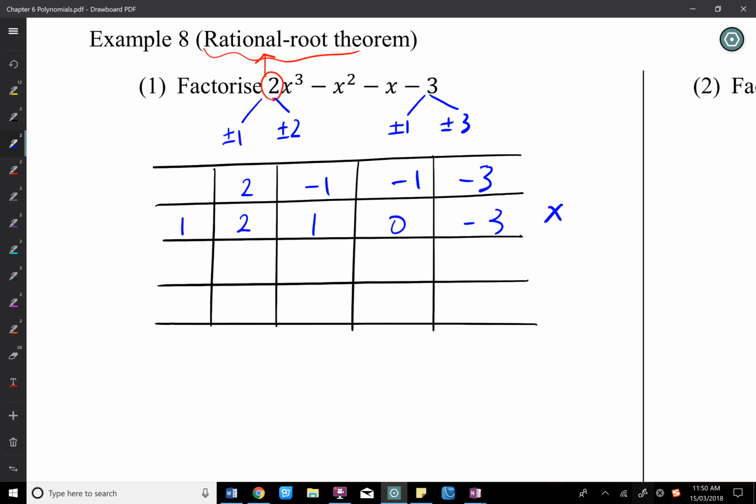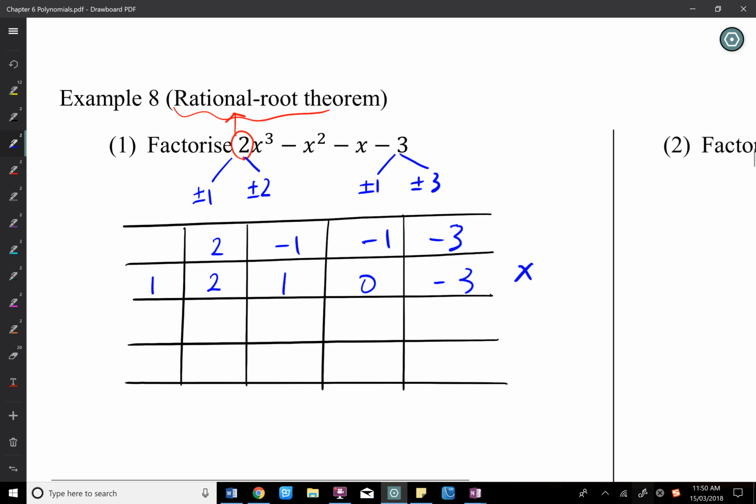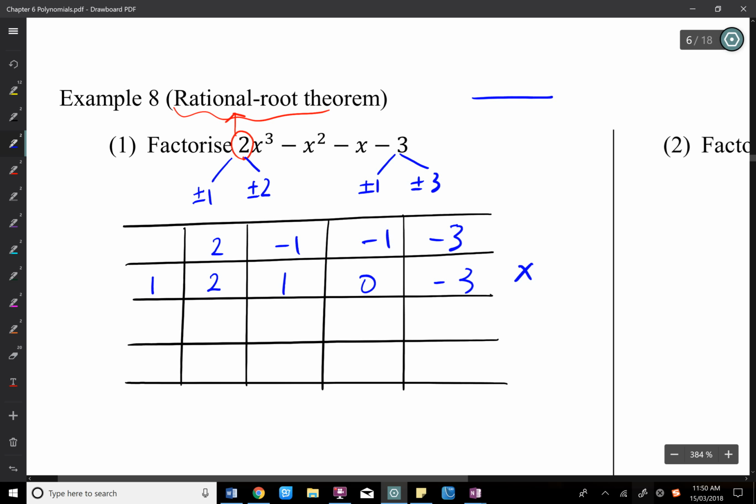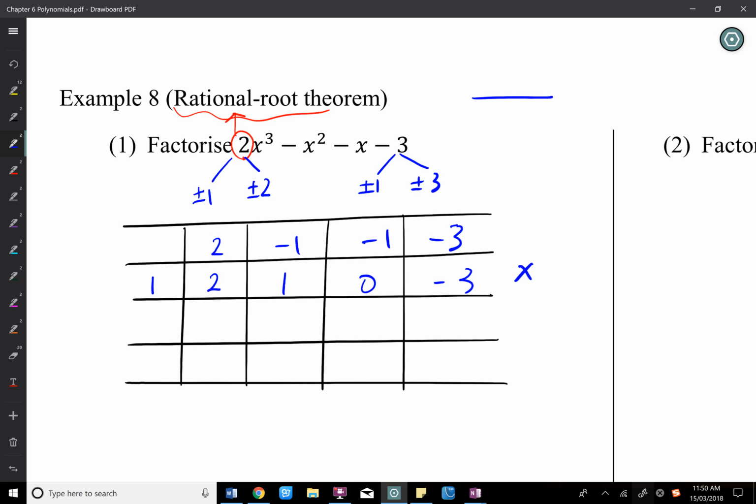What we need to think about is that we can create more numbers worth trying, which are the fractional numbers. So what will the fraction look like? The fraction will be the factor of the constant over the factor of the leading term. Okay, the factor of the constant over the factor of the leading term.